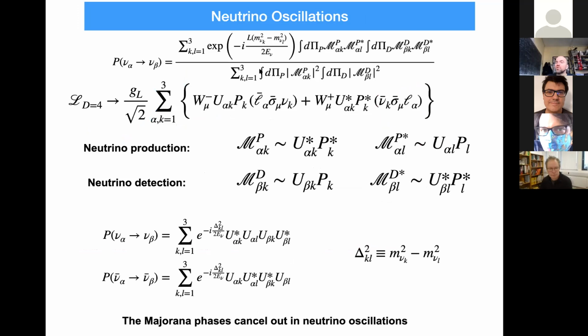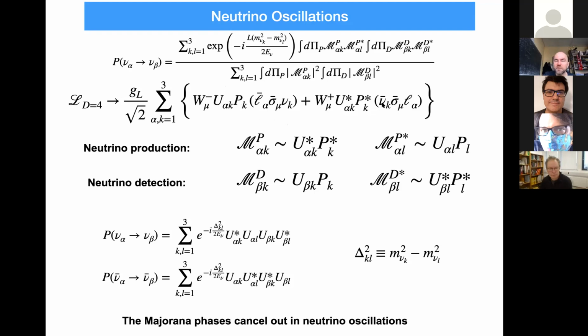So I'm just showing you this formula because then it's very easy to see from this formula how this process will be sensitive to the phases. So now the production of the neutrino will be governed by this Lagrangian, where after all this field redefinition of rotations, we have produced various phases. So we have the phases in the PMNS matrix, and we have these Majorana phases. So the production will be proportional.